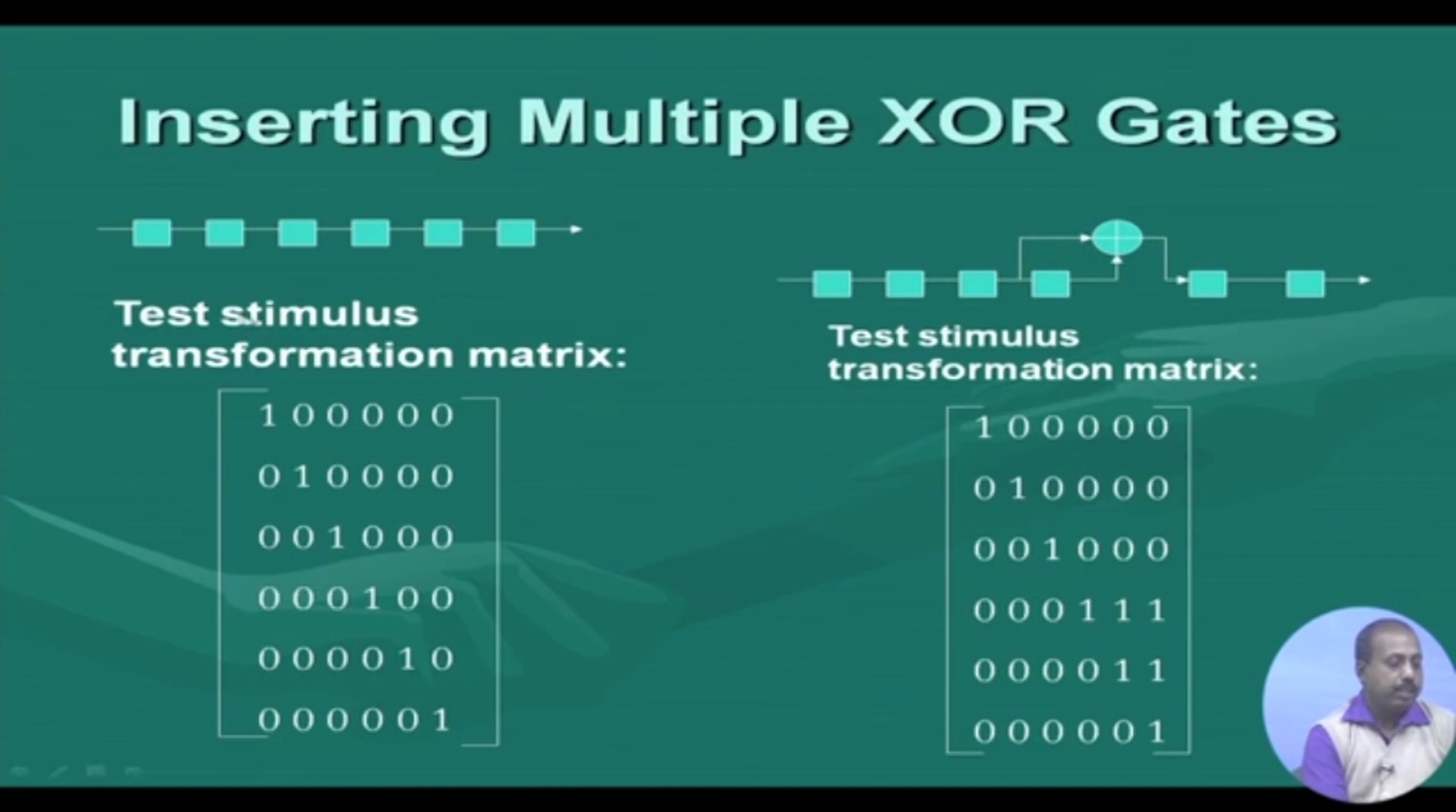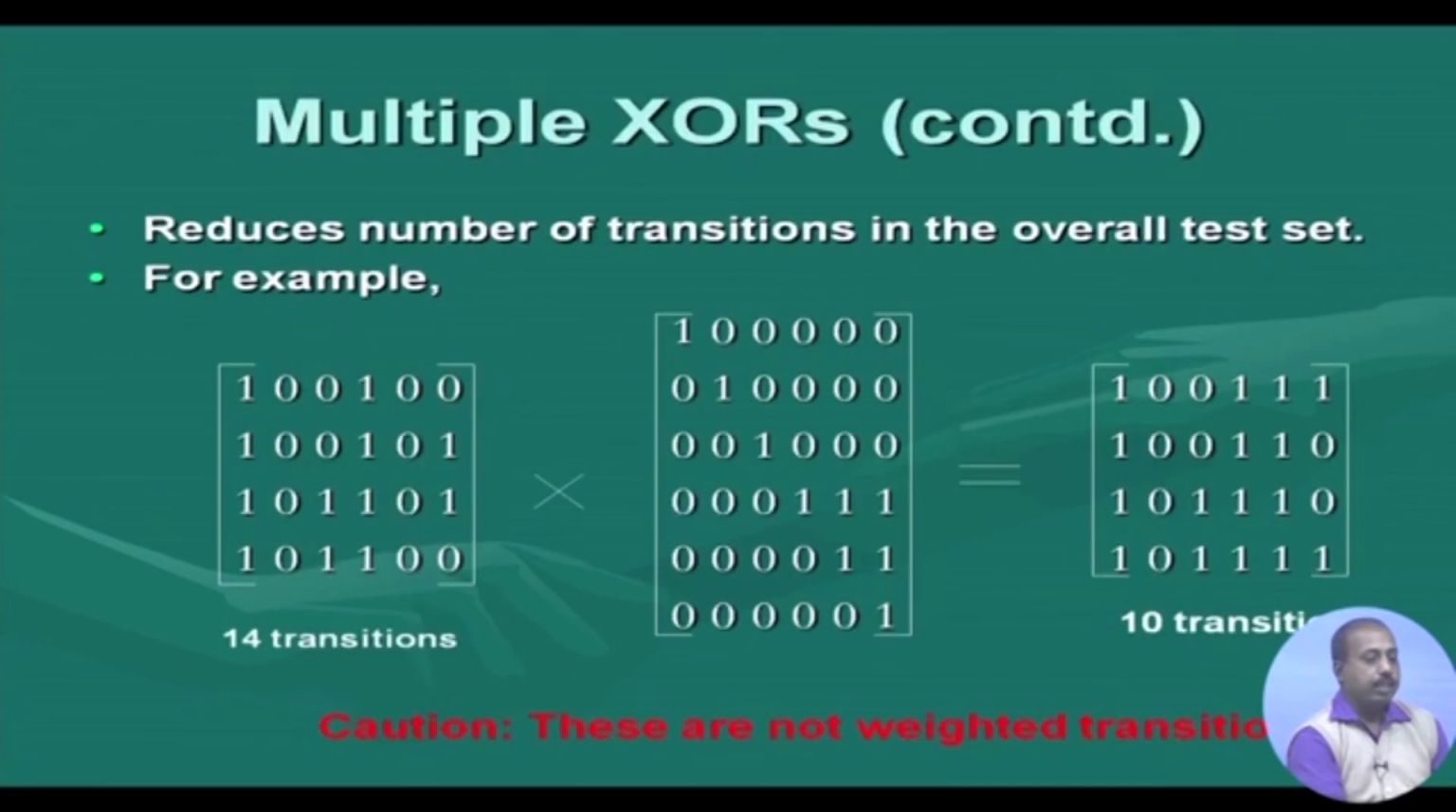In the normal case, the test stimulus matrix is like this. Whatever be the input, that will get modified, but in this case, if you multiply this matrix by the given test stimulus, you can find out what is the new stimulus that you should apply for getting the particular pattern onto the scan chain. Now, this can reduce the transitions, though it is not very obvious whether it will always reduce transitions or not, but this can happen.